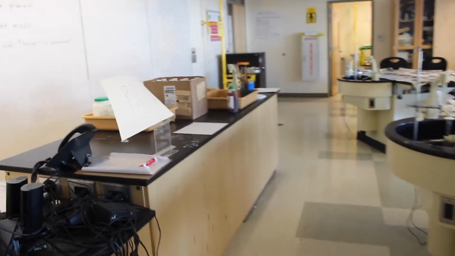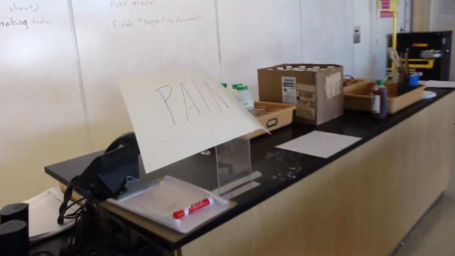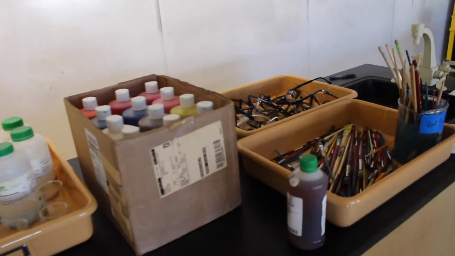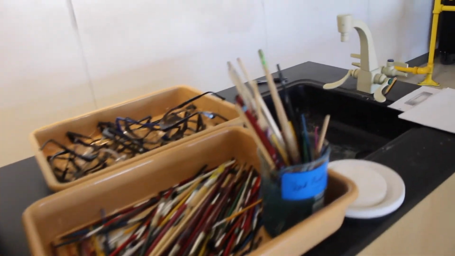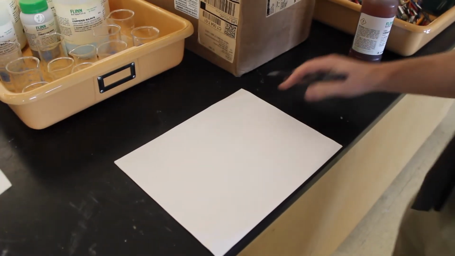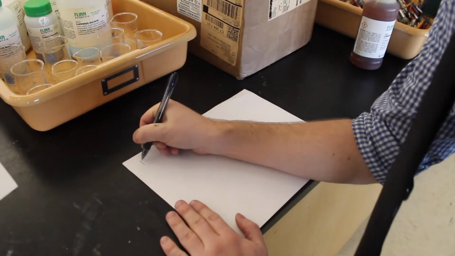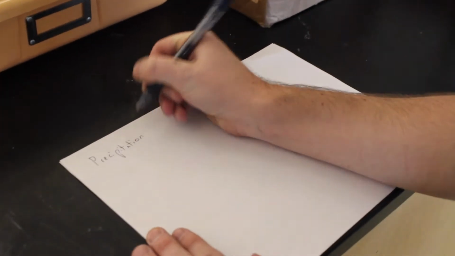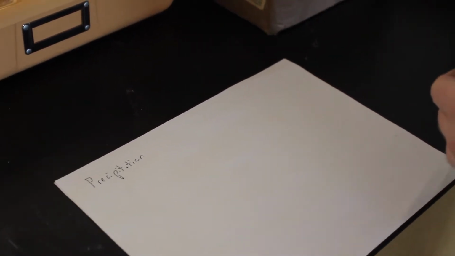So first off, come on over here. We have our paint station. With the paint, you're dealing with the type of reaction we studied called precipitation. That's when you take two ionic aqueous solutions and mix them together, and they form a solid compound. And if that solid compound is colored, it can make a paint.